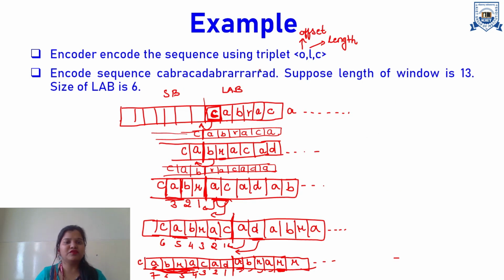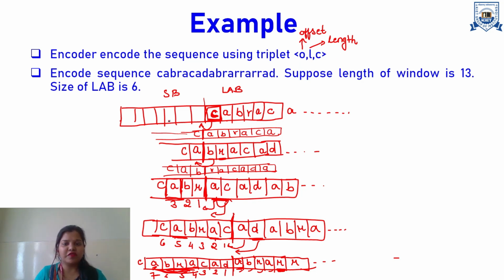Encoding the message we will use a triplet which will have three values O, L and C. O is known as offset, from where we get the matched element, L is the length of the matched sequence, and C is the code of the next alphabet after matching.